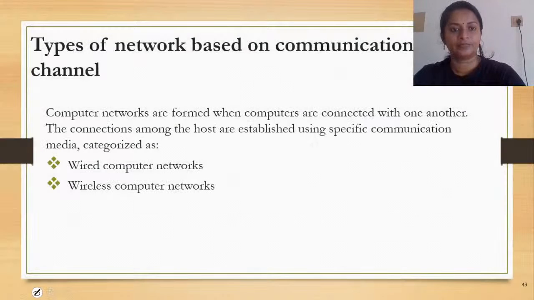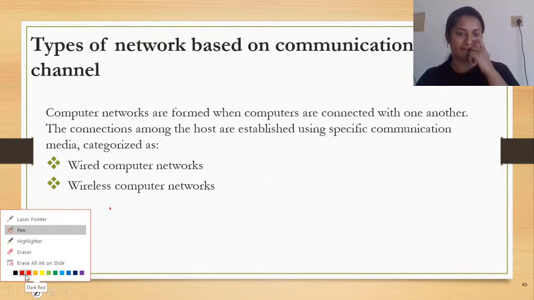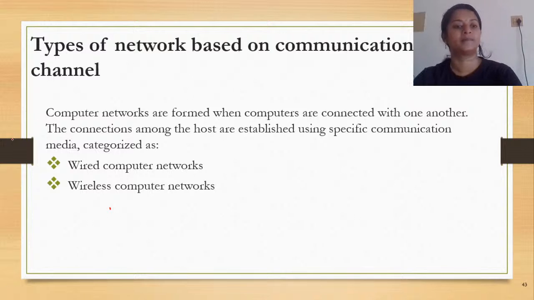So moving on, now the different types of networks based on the communication channel. We already saw what exactly a communication channel is. It is a medium via which the communication happens. And we also saw that the communication channel can be either wired or wireless.